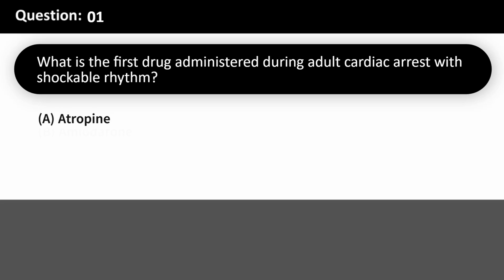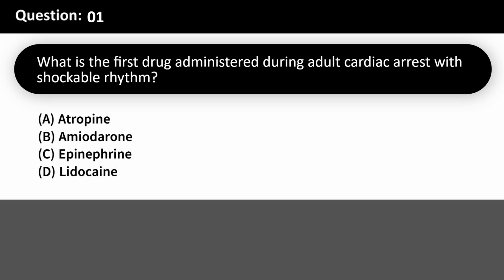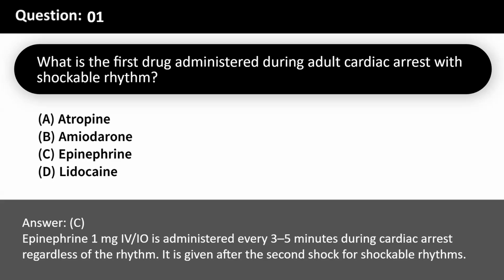What is the first drug administered during adult cardiac arrest with shockable rhythm? A. Atropine. B. Amiodarone. C. Epinephrine. D. Lidocaine. Answer, C. Epinephrine 1 mg IV/IO is administered every 3 to 5 minutes during cardiac arrest regardless of the rhythm. It is given after the second shock for shockable rhythms.